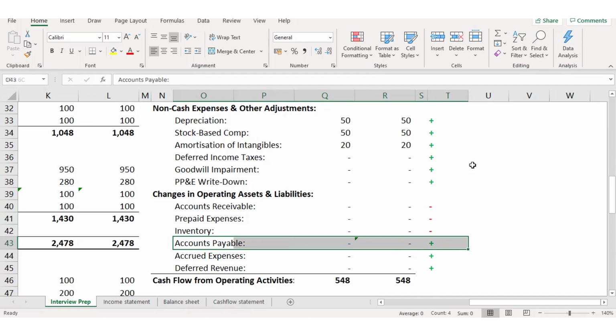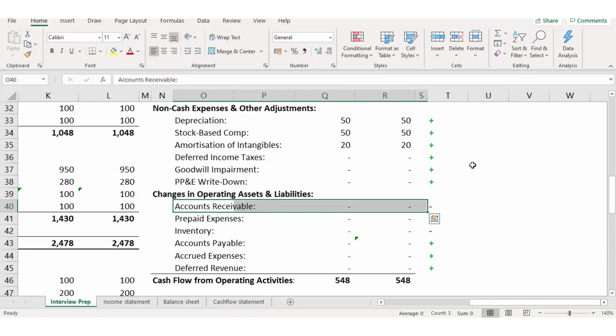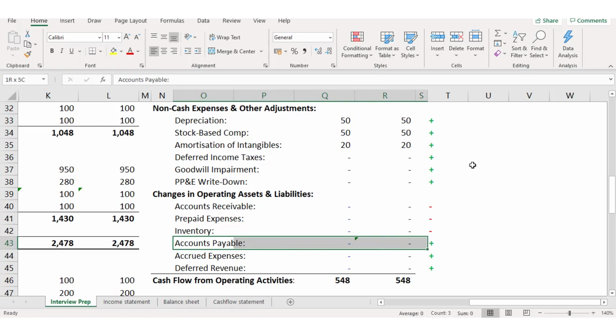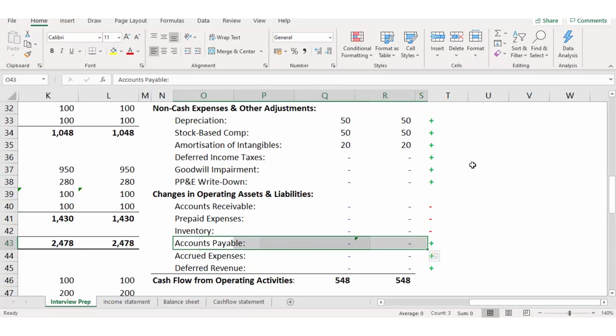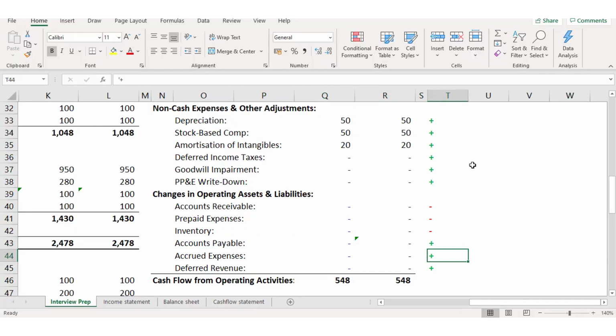Accounts payable. Now, this is the opposite of accounts receivable, where in accounts receivable, you're waiting for cash to come, which just hasn't come yet. In accounts payable, you just haven't paid out the cash yet, but you still have it with you. So it increases your cash position, hence the plus.